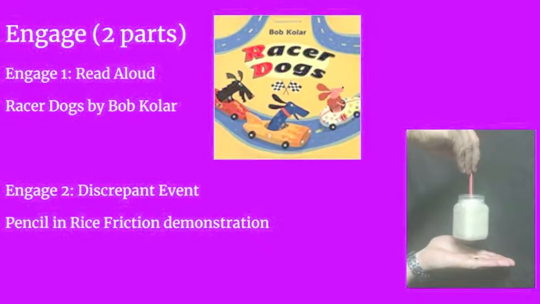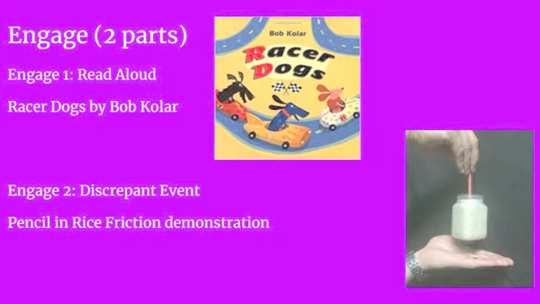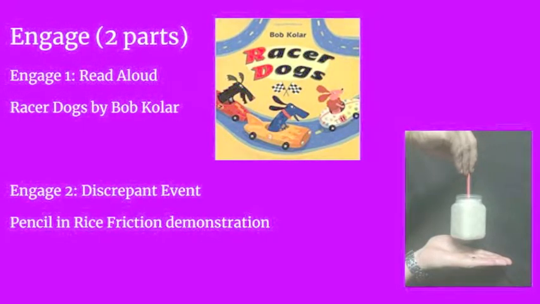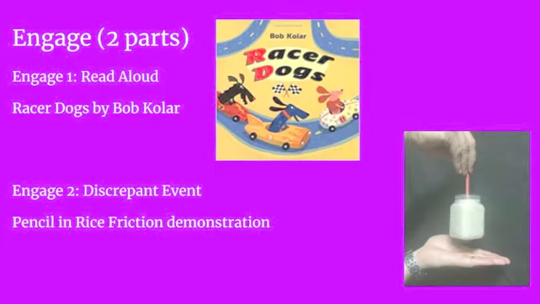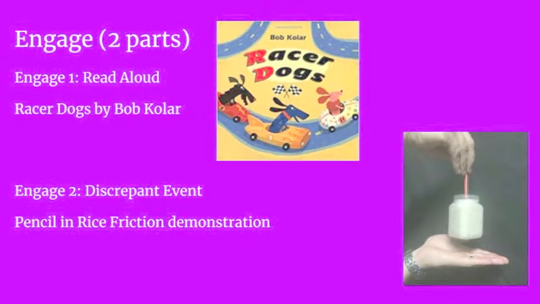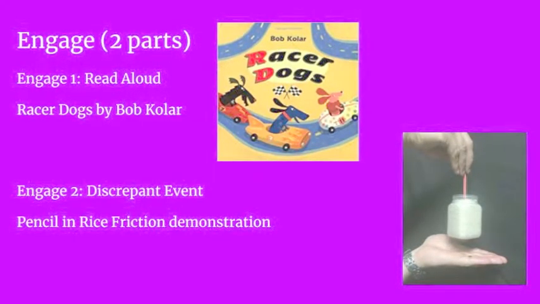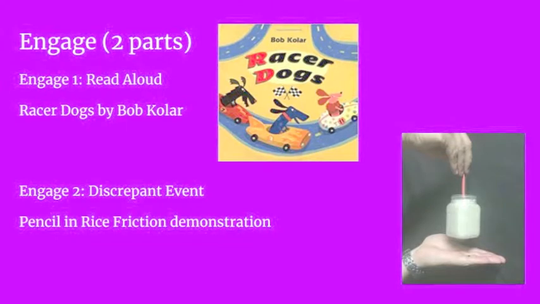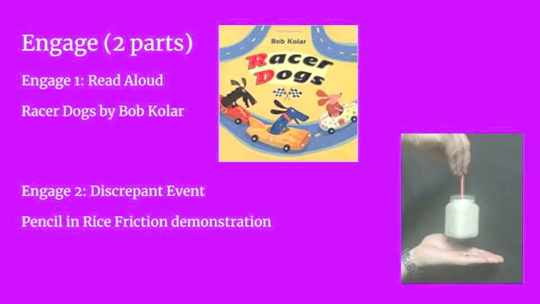After the read aloud, the teacher will perform a discrepant event for the students. During the event, the teacher will place a pencil into a mason jar filled with rice. The teacher will continue to push the pencil in and out of the jar until enough friction has been produced that the teacher can lift the jar just by holding the pencil.